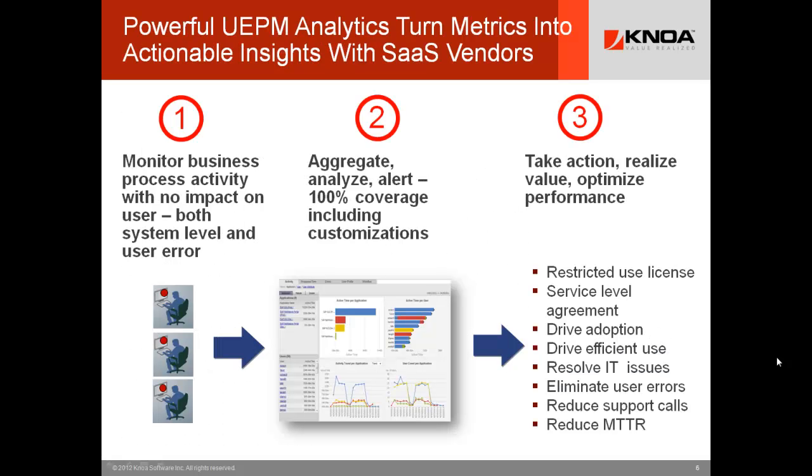Knoa UEPM allows you to gather metrics and take steps to manage your cloud-based SaaS vendor relationships. We see everything that the user does with our desktop agents, so we know system level error and user level error and the time and impact it has. This is unique to Knoa. We see everything. There's no scripting or any other work to do, and we automatically aggregate this into alerts and reports that show you the areas of opportunity, as well as supplement investigation work that you have.